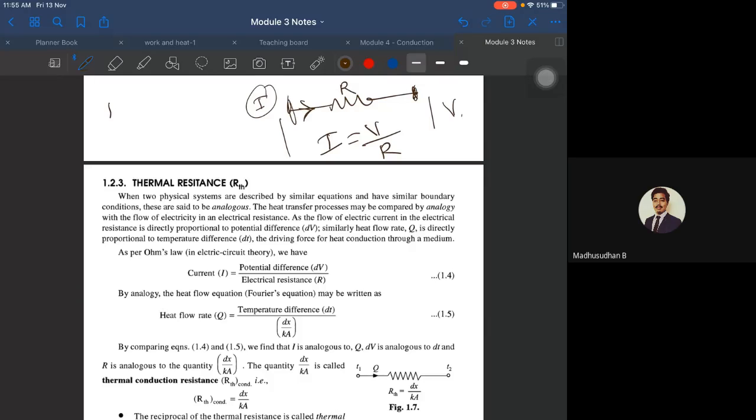Similarly, I analyze this with respect to heat transfer now. What I am doing is analyzing this particular thing with heat transfer. I is the amount of flow of current. Now I take Q to be the amount of heat flow. V is the potential difference at the ends, so here I take the temperature difference. That means Q is equal to dT divided by R, as the resistance offered.